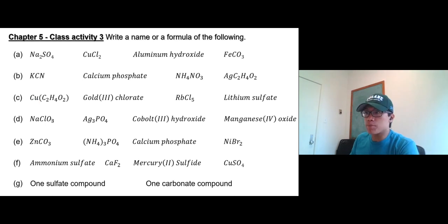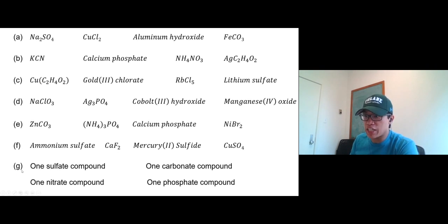All right, and at the bottom, so we have A, B, C, D, E, F, G. For G, just give me 1 sulfate compound, 1 compound that has nitrate in it, 1 compound that has carbonate in it, and 1 compound that has phosphate in it. That's it. Okay. All right, that's pretty much it. Let's go to the next video.